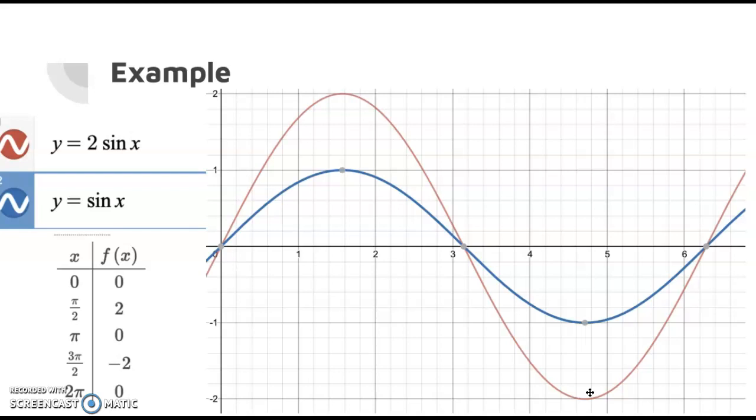And this pattern stayed the same in the S shape, and only the height changed. So the amplitude changes the height, and depending on what number you use or are given, will decide how high or how low that graph will go.